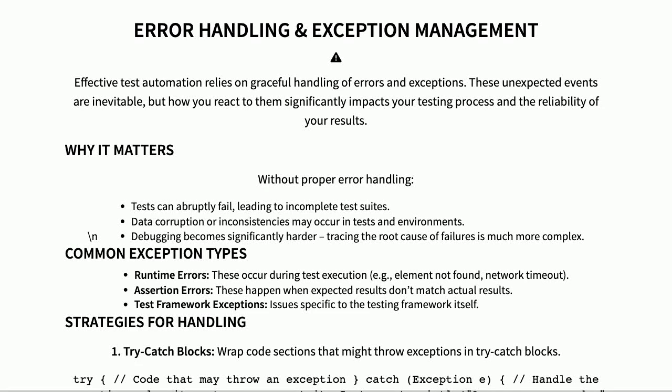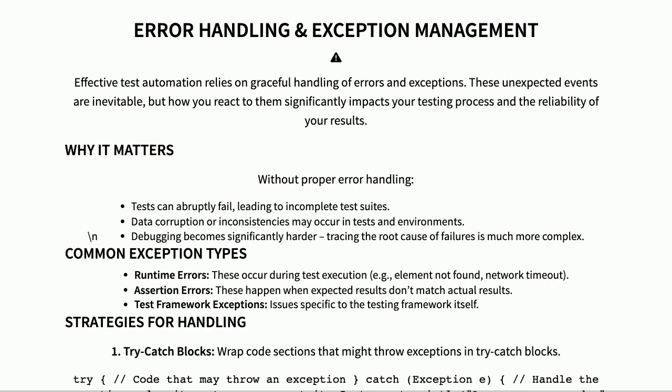Okay, let's talk about handling those inevitable hiccups in our automated tests: errors and exceptions. It's crucial because a single crash can derail an entire test suite. Without good strategies, you end up with incomplete results, potentially corrupted data, and a major headache when trying to figure out what went wrong. There are a few key types of problems we might encounter: runtime issues like elements not being found, assertion errors where the expected outcome doesn't match reality, and even problems originating within the testing framework itself.